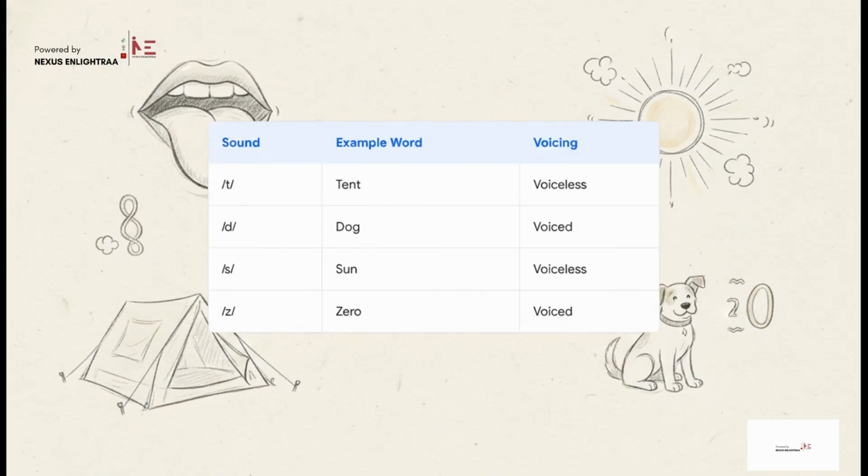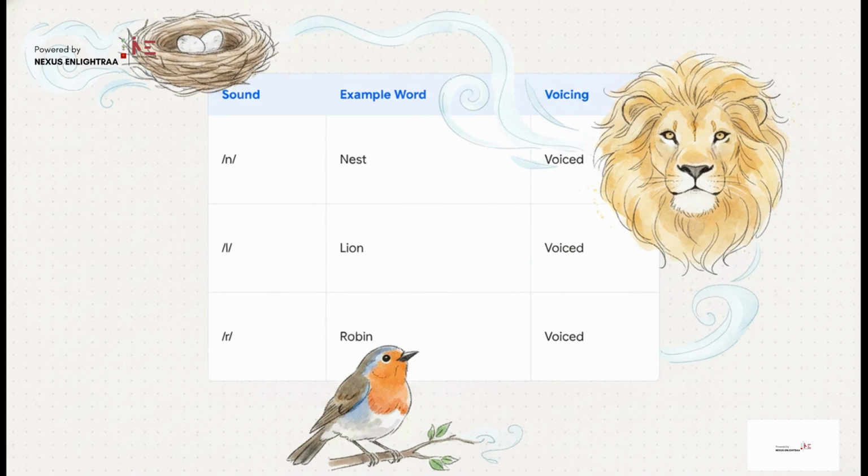Okay, let's pull the tongue just a little bit further back. Tap the tip of your tongue on the hard ridge right behind your top teeth. First pair, voiceless. T, tent, t. Voiced. D, dog, d. Next pair. Keep your tongue close to that ridge and push air out continuously. Voiceless. S, sun, s. Voiced. Z, zoo, z. Still keeping the tongue near the front, we have 3 voiced continuous sounds.